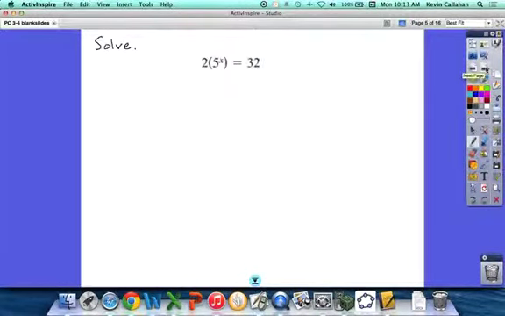So here's an exponential. The first step would be to isolate. So in this case, what do you have to do to isolate? Divide by 2. So now we've got 5 to the x equals 16. Okay, what does it say to do on the next step?